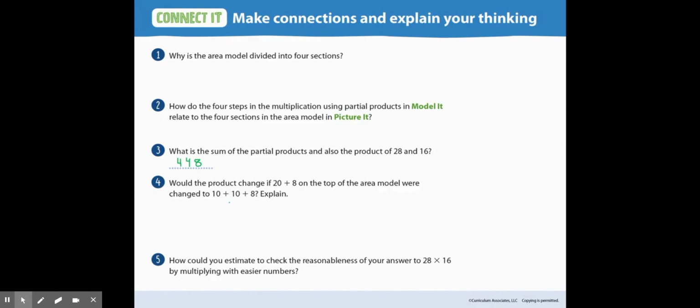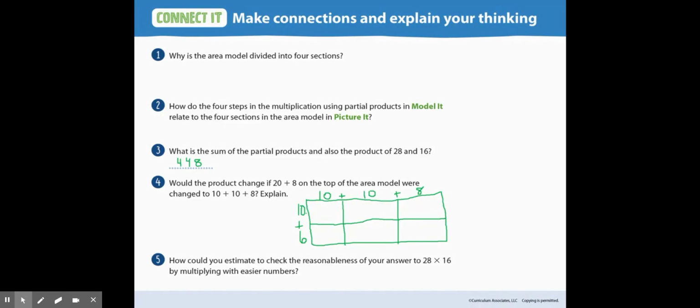So I am actually going to try this out. I'm going to make this area model. So there's the area model. I tried to make my lines as straight as I could. So let's see if it comes to the same product.